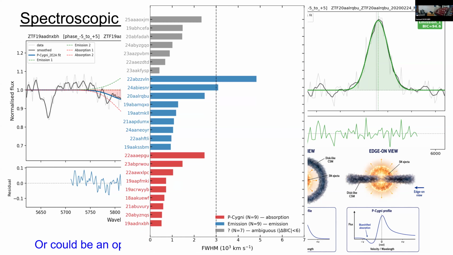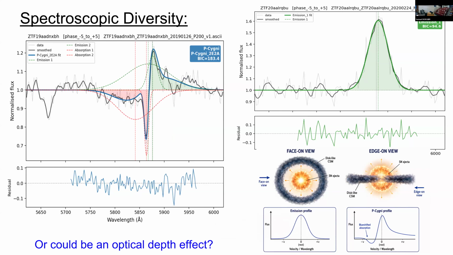When we did this, we found that 9 of our sample belong to the P Cygni subclass, 9 of them belong to the emission subclass, and we refrained from classifying some because they have a delta BIC of less than 6, which means that we are not confident enough to classify them into a particular subclass.